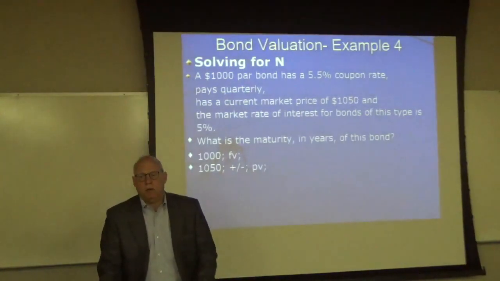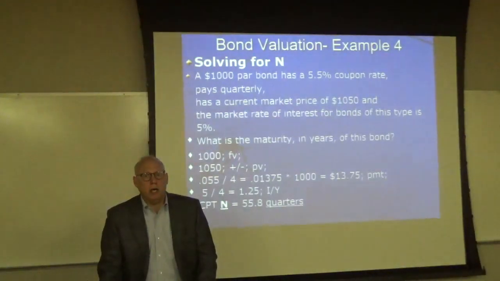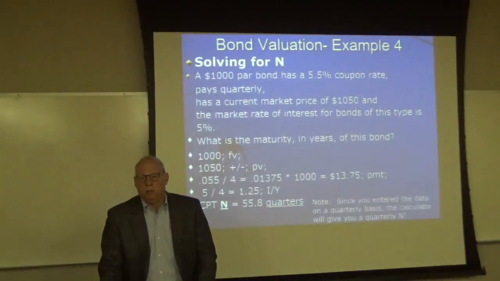We'd have to dig into our pocket and pay 1,050 for this bond. 0.055 divided by 4 is 0.01375 times 1,000, so $13.75 is our payment. 5 divided by 4, so 5% is the market rate divided by 4, 1.25 is our IY. Okay, so let's see. Compute N, and we get 55.8 quarters. You get your quarterly N. Make a note of that. Divide 55.8 quarters by 4 quarters per year, and you get 14 years. So N is 56 quarters, which is 14 years. We're rounding a little bit.